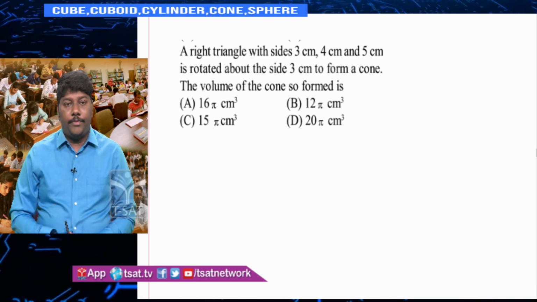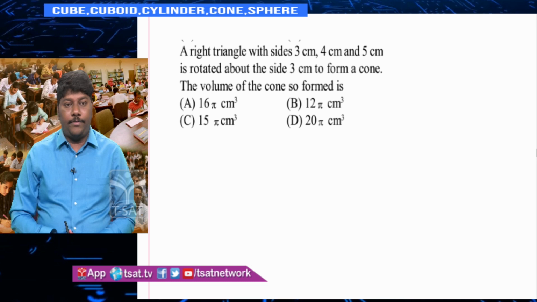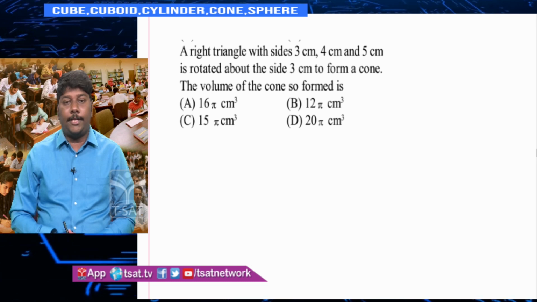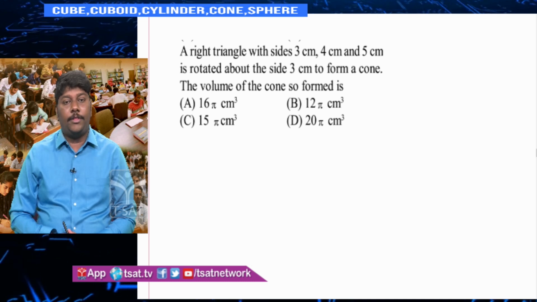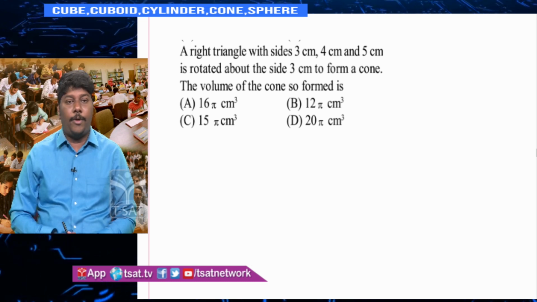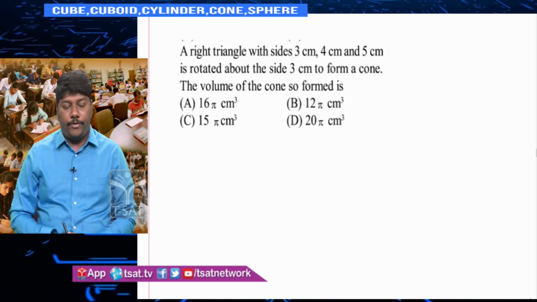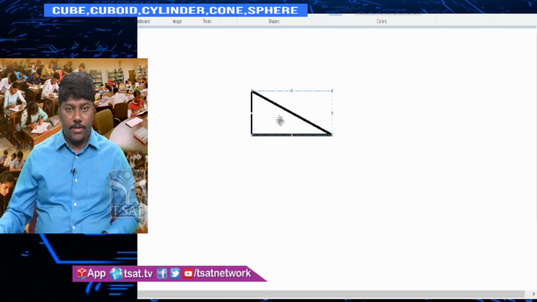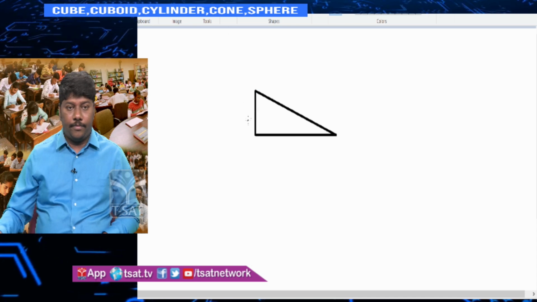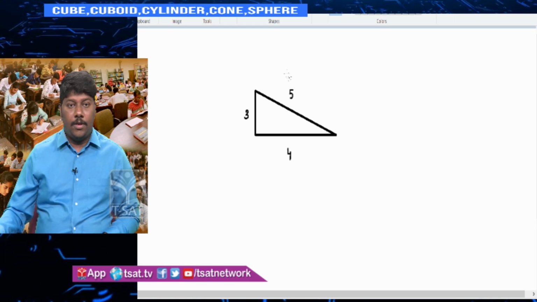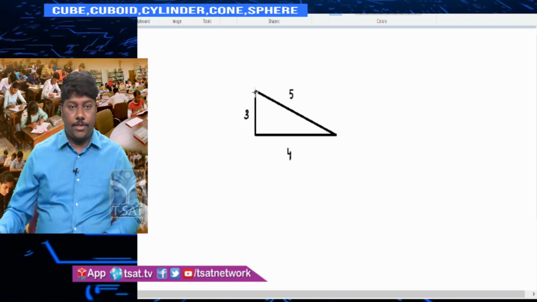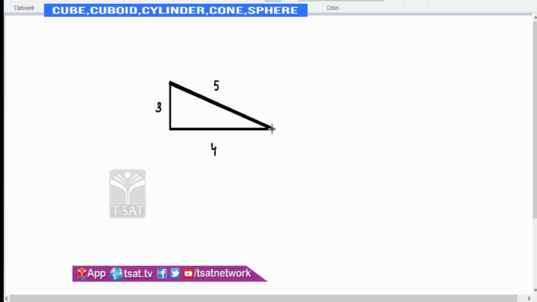The right triangle with sides 3, 4, 5 centimeter is rotated about the side 3 centimeter to form a cone. You are rotating a right angle triangle about the side 3 centimeters to form a cone. The volume of the cone so formed is, the sides are 3, 4, 5. If you rotate it, just take a line like this. You are rotating it about side 3.